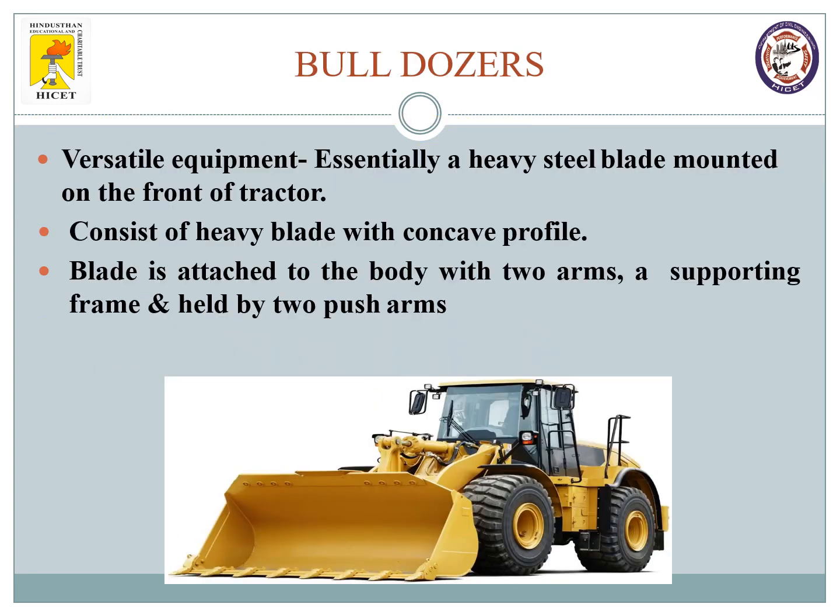And the next equipment is bulldozers. This is a versatile equipment. It is essentially a heavy steel blade mounted on the front of a tractor. If you have one tractor, on the front of the tractor you have a heavy steel blade. It consists of a heavy blade with a concave profile. This concave profile is the important part, where you are able to move or transfer materials from one place to another. This blade is attached to the body with two arms and a supporting frame held by two push arms.